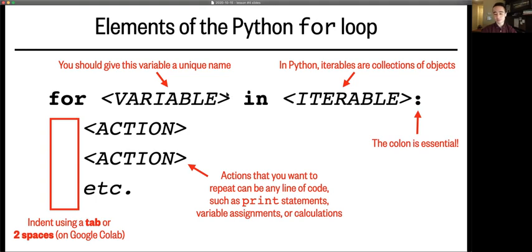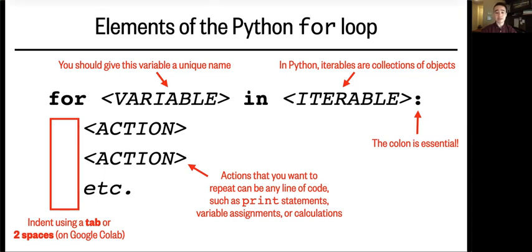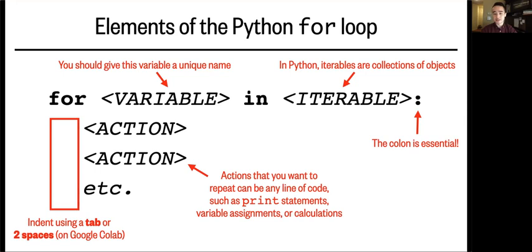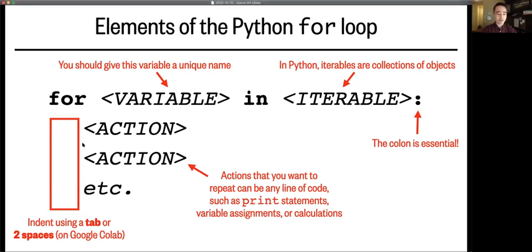I'll talk about iterables more in the next slide, but the next element you need is this colon, which is essential. Then you hit return to start a new line, and you absolutely must indent, which you can do using the tab on your keyboard or by typing 2 spaces. And at that point, you can tell Python to do the action that you want to repeat, which might be some print statements, variable assignments, calculations, etc. And everything that's indented below this for statement will become part of the loop.